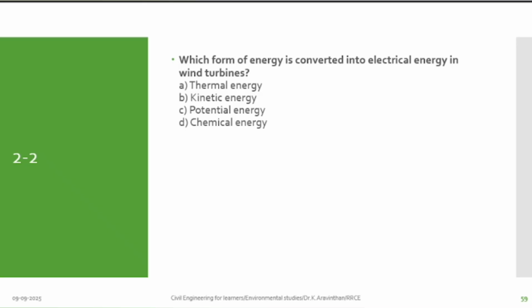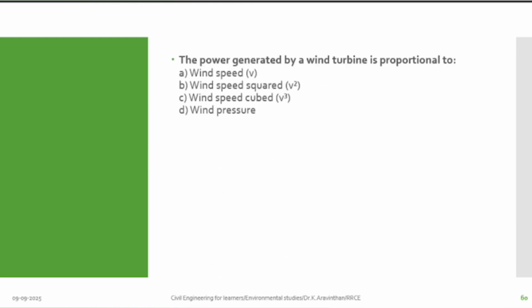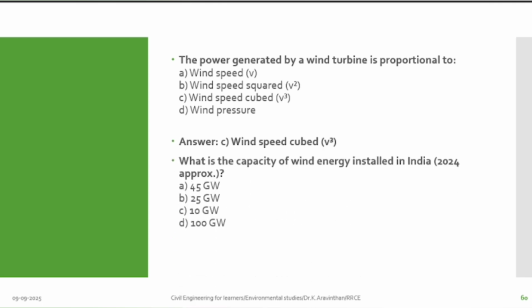Which form of energy is converted into electrical energy in wind turbines? Kinetic. It is always moving, no? Potential energy means static. Wind will always move, that is why it is called kinetic energy. Next thing, which country has highest installed wind power capacity in world? China. Next one, the power generated by wind turbine is proportional to the answer.